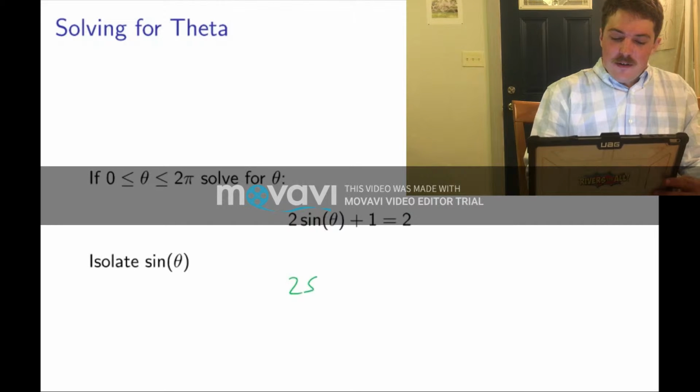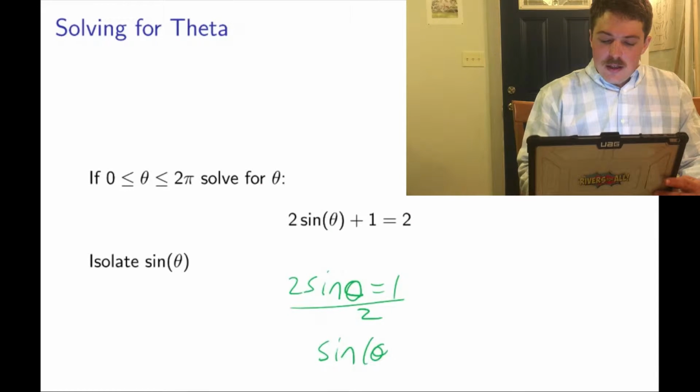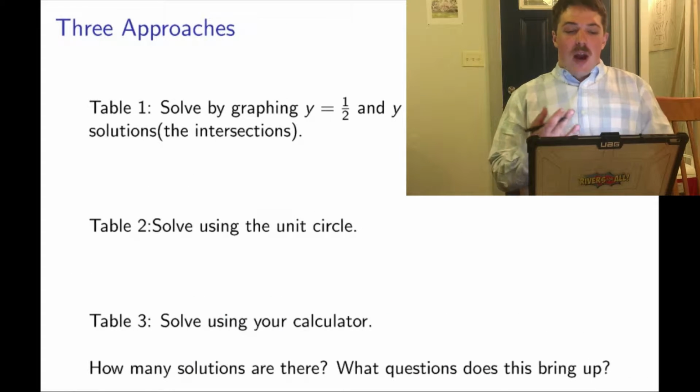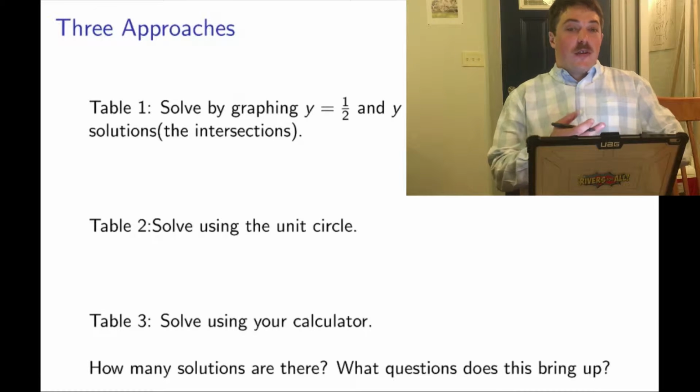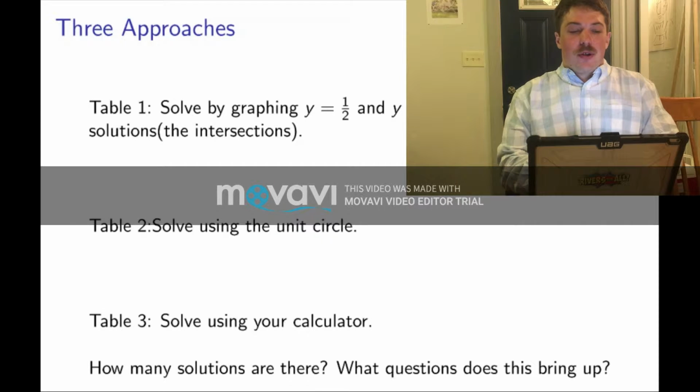So we'll get 2 sine of theta equals 1, divide both sides by 2, and we get sine of theta is equal to 1/2, right? And then from this step, we have a couple different approaches, right? We could solve it graphically, we could solve it using our unit circle, or we could solve it using our calculator, right? An analytic approach.